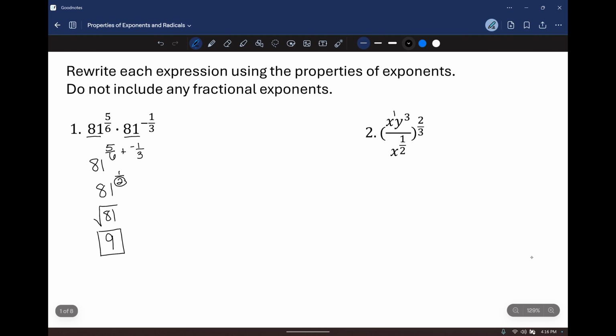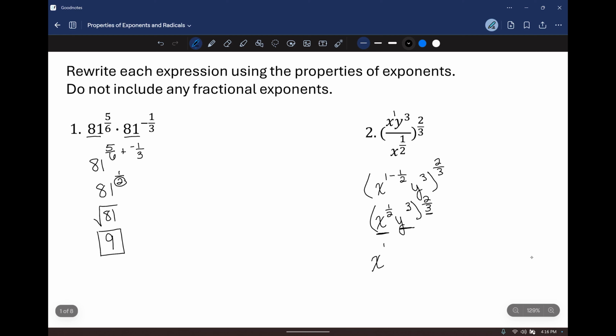So I have an x to the first divided by an x to the 1/2. That would give me x to the 1 minus a half. Since we're dividing, we subtract. And then I have that y to the third raised to the 2/3, so I'm going to simplify that. 1 minus 1/2 is 1/2. So I have x to the 1/2, y to the third, to the 2/3. So now I have a product inside here being raised to a power. So I'm going to take each of these inside and raise them both to the 2/3 power.